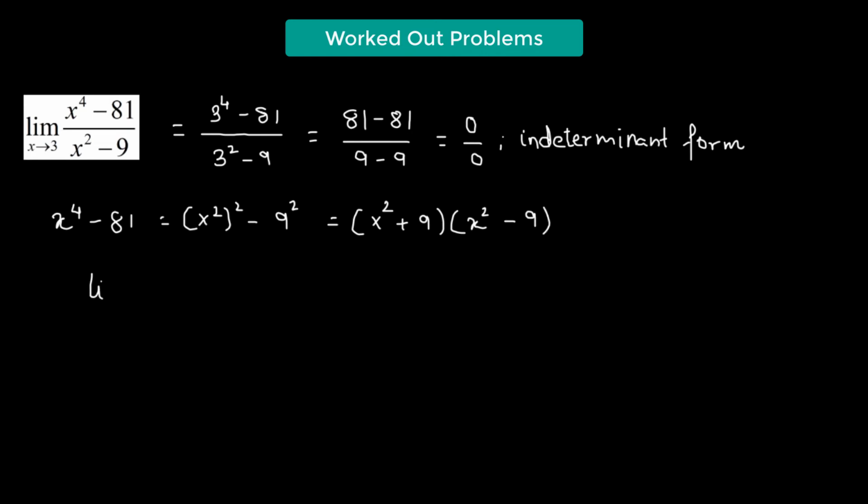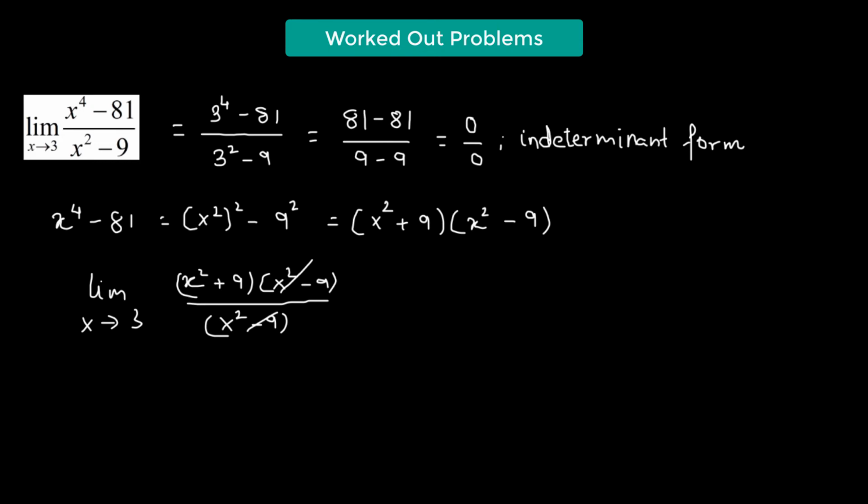Now we go back to our limit. So we have limit x going to 3. So instead of x raised to the power of 4 minus 81, we write in terms of its factors, we have x squared plus 9 times x squared minus 9 divided by x squared minus 9. So we see that x squared minus 9 is the common factor in both the numerator and the denominator.